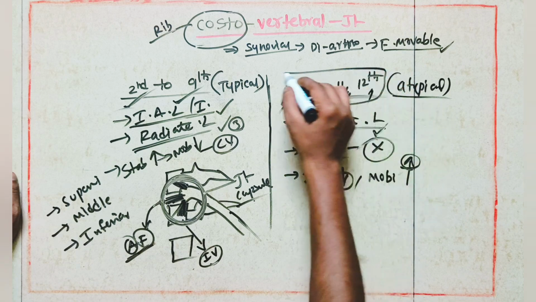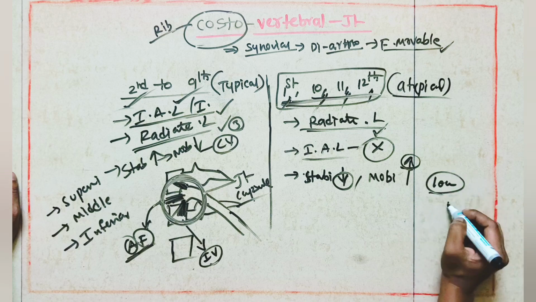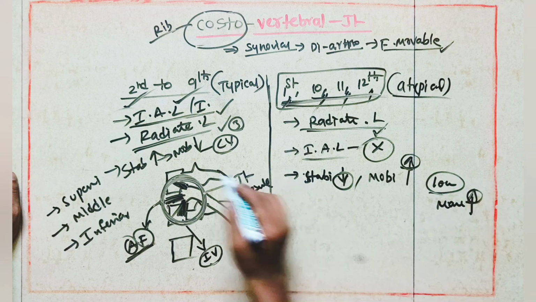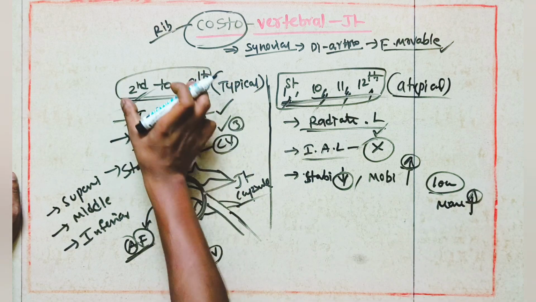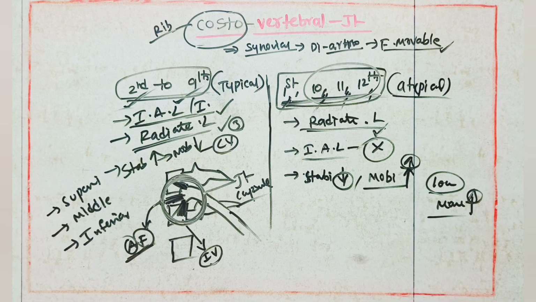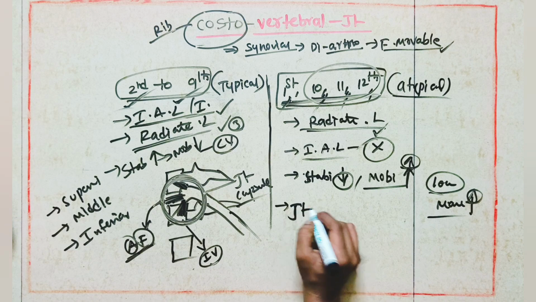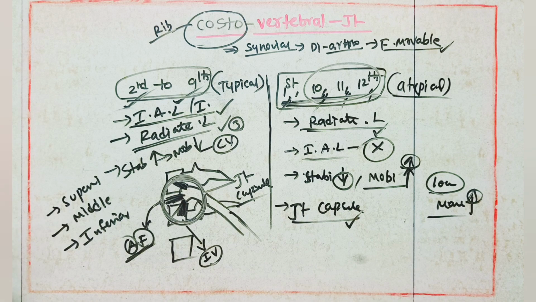So that's why, whenever we are doing ventilation, the lower rib cage, the 10th, 11th and 12th, will move more compared to the upper and middle rib cage, because here mobility is more. Okay, and at the same time these joints also will be having a joint capsule. So this is about the costovertebral joints. Clear?